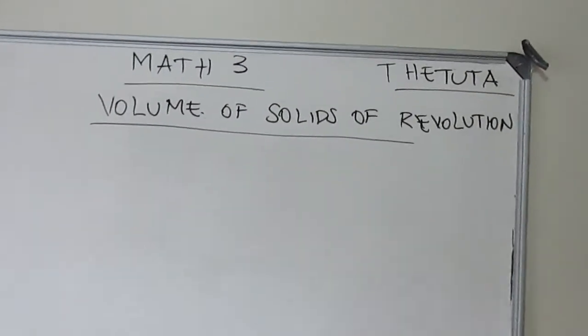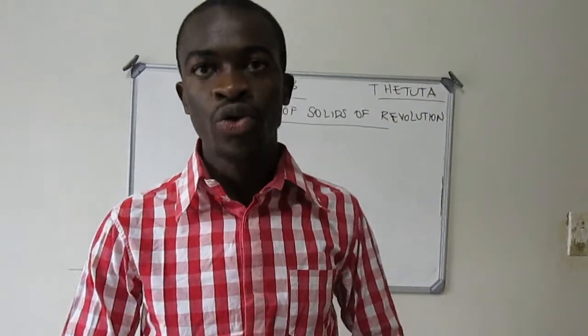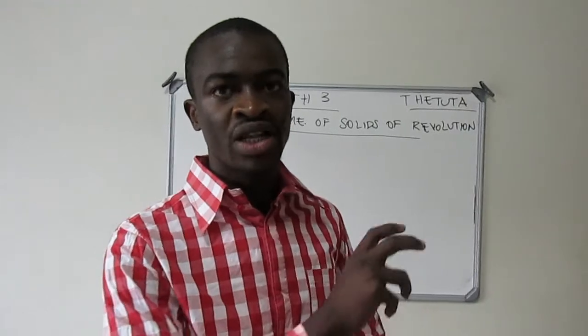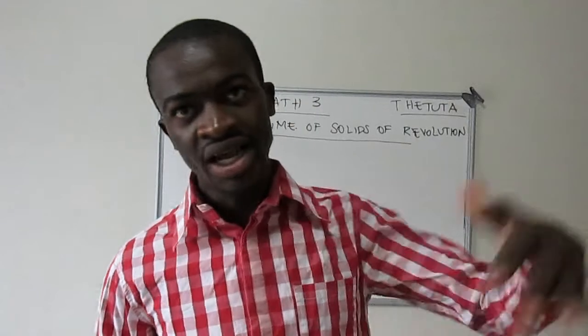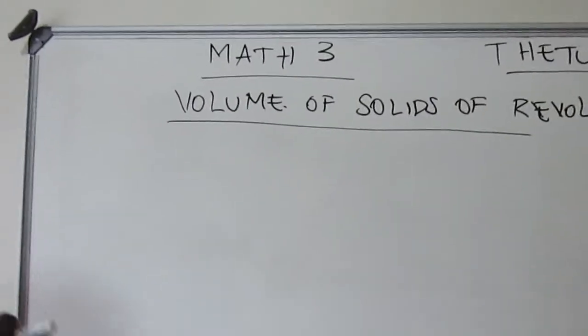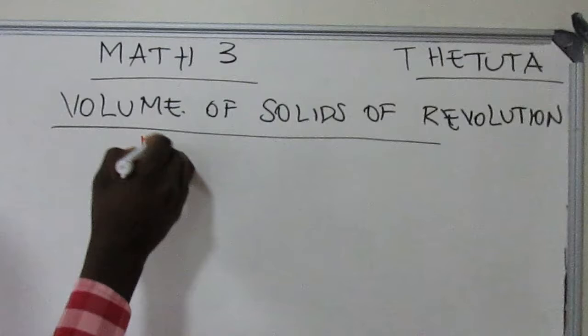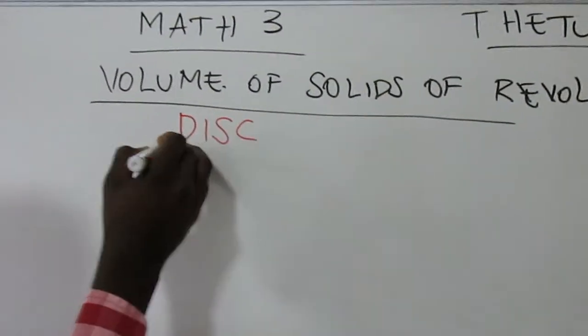We're going to have a look at the disk method, when you have to do a revolution to calculate the volume of a specific solid, whether it's a revolution about x or about y. So as I said, our lesson is all about the volume of a solid of revolution, and we're going to apply the disk method.